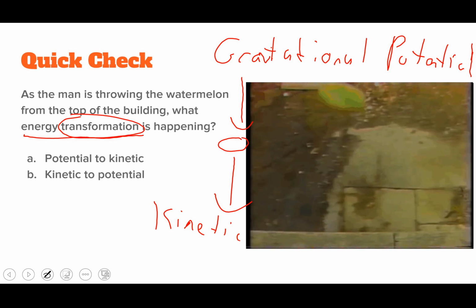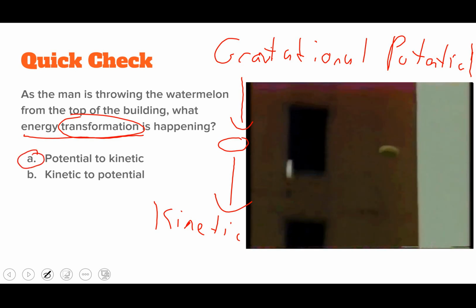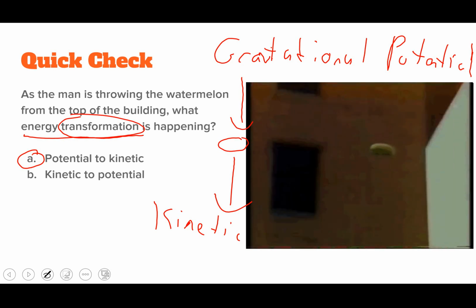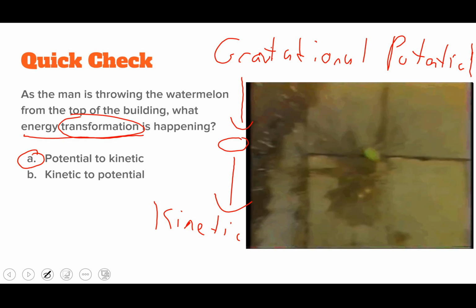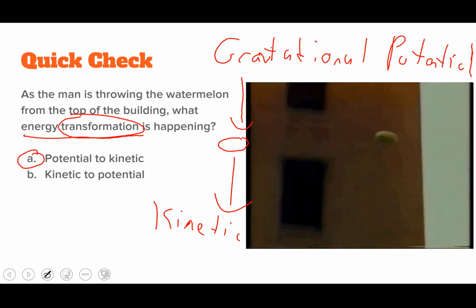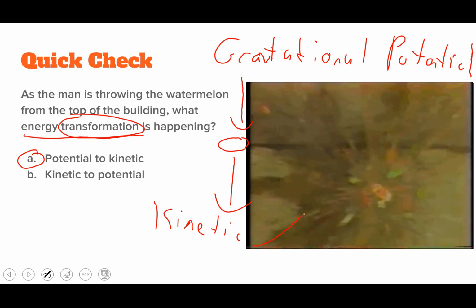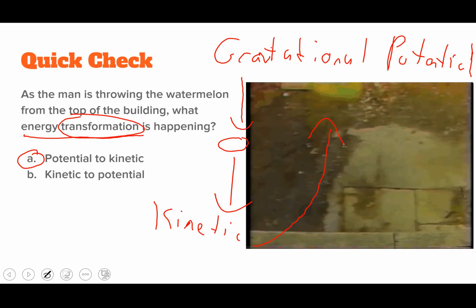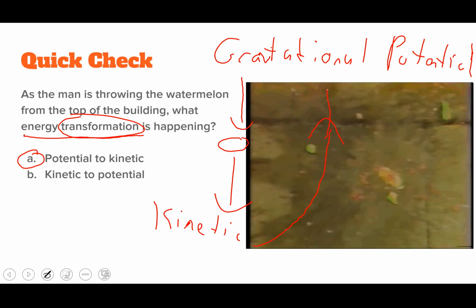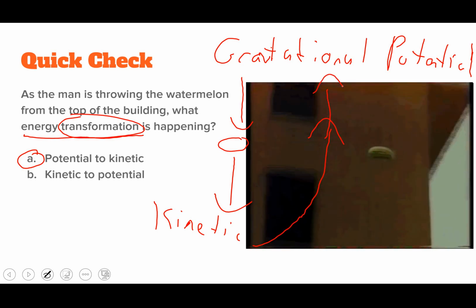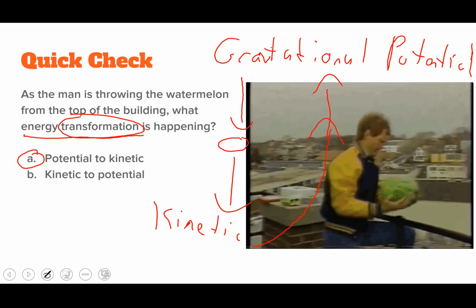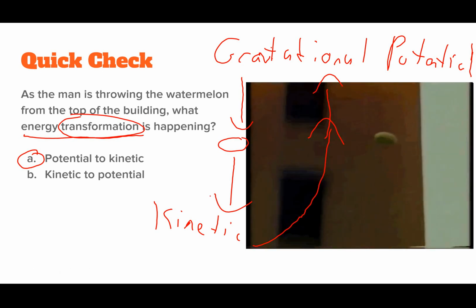So our answer here would be potential to kinetic, because if you're dropping downwards and gaining speed, that's going to be potential to kinetic. Now, let's say that he took the watermelon and he carried it up the stairs. So he went up. Say the watermelon didn't break somehow and he went back up with it. He's moving upwards. So now he's taking that kinetic energy and he's transforming it back to gravitational potential because he's moving upwards. And the higher the watermelon gets, the more potential energy it will have.